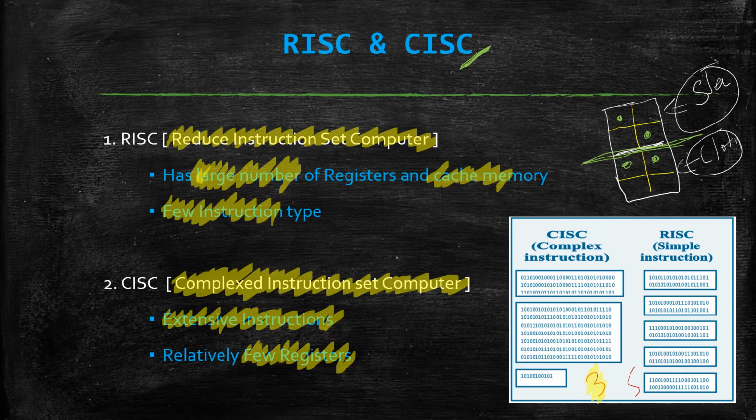But if you have more storage, then you just need to say go to the first section, that's it. So this is the basic difference between CISC and RISC. In RISC you can find more registers and cache memory but few instruction types, while in CISC you have relatively few registers and an extensive instruction set. So this is about RISC and CISC.